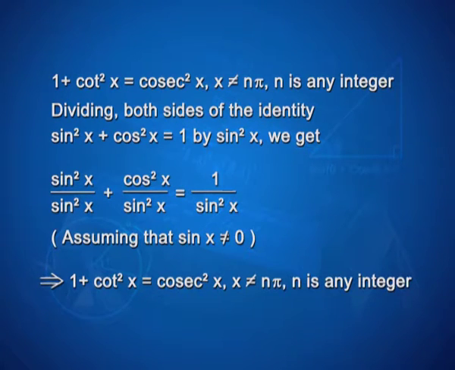This implies 1 plus cot square x is equal to cosec square x, where x is not equal to n pi and n is any integer.